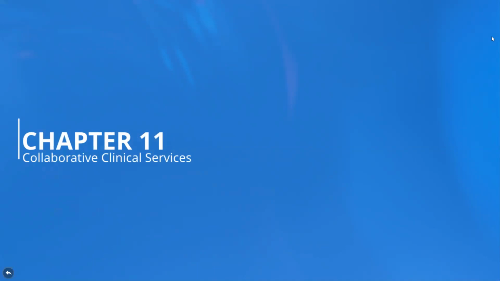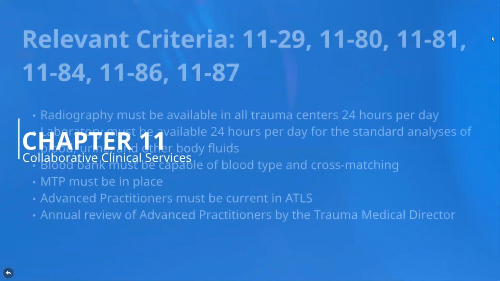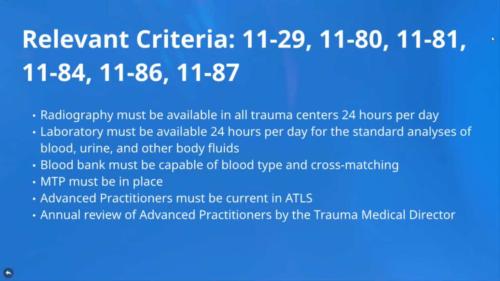Okay, so chapter 11, collaborative clinical services. This chapter brings in radiology, lab, blood bank policy for massive transfusion protocol, and guidelines for advanced practitioners. These criteria will mostly be satisfied on the SACA or the application that you fill out for your reverification, with the exception of the advanced practitioners ATLS and a credentialing policy for the advanced practitioners.